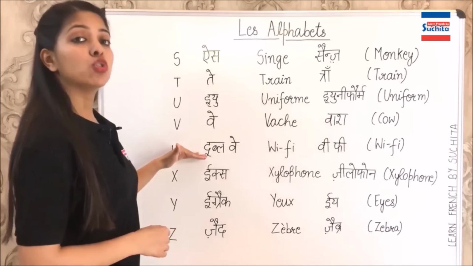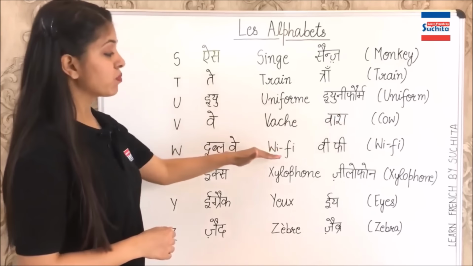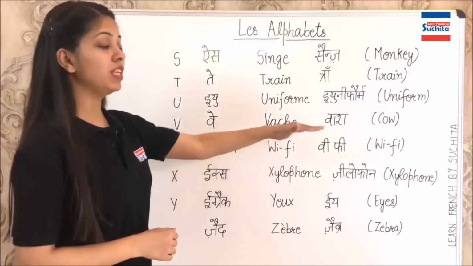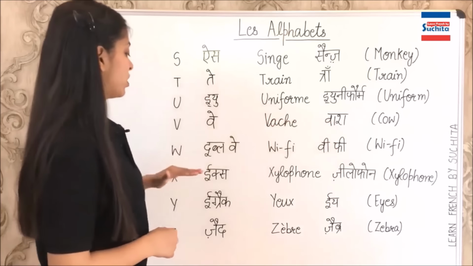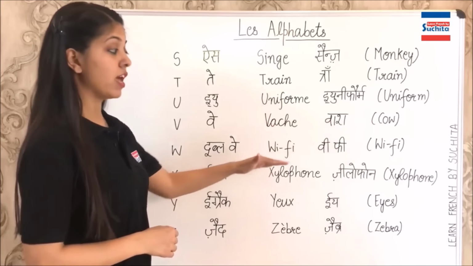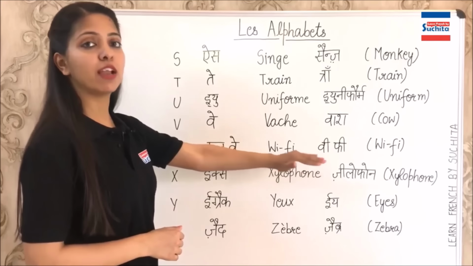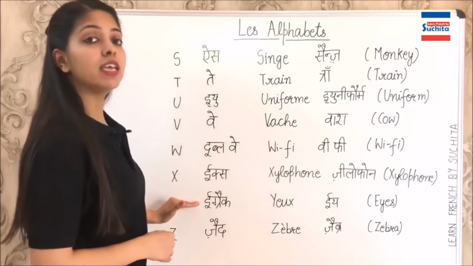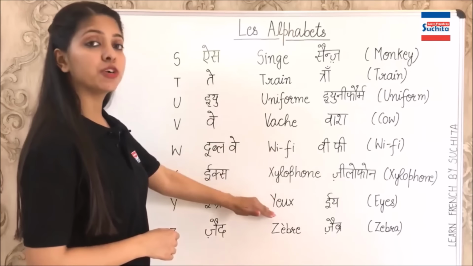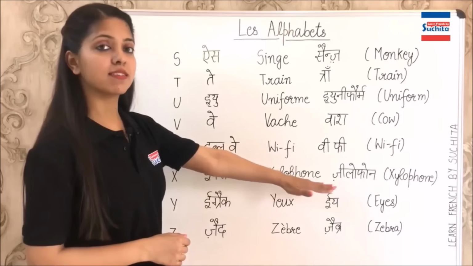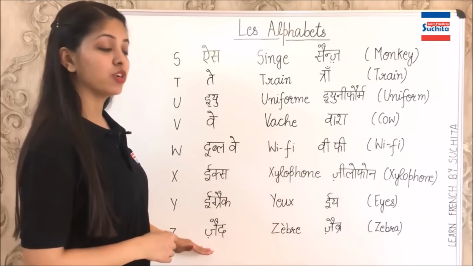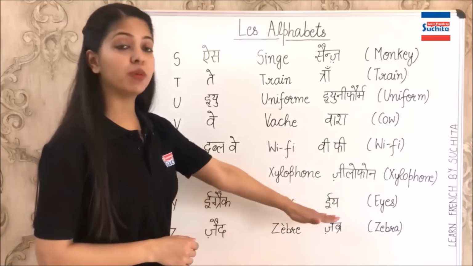Next, W, the word starting with W is Wi-Fi, and the meaning is Wi-Fi. Next, X, xylophone, and the meaning is same as English, a xylophone. Next is Y, the word is yeux, the meaning is eyes. Next, Z, zèbre, and the meaning is zebra.